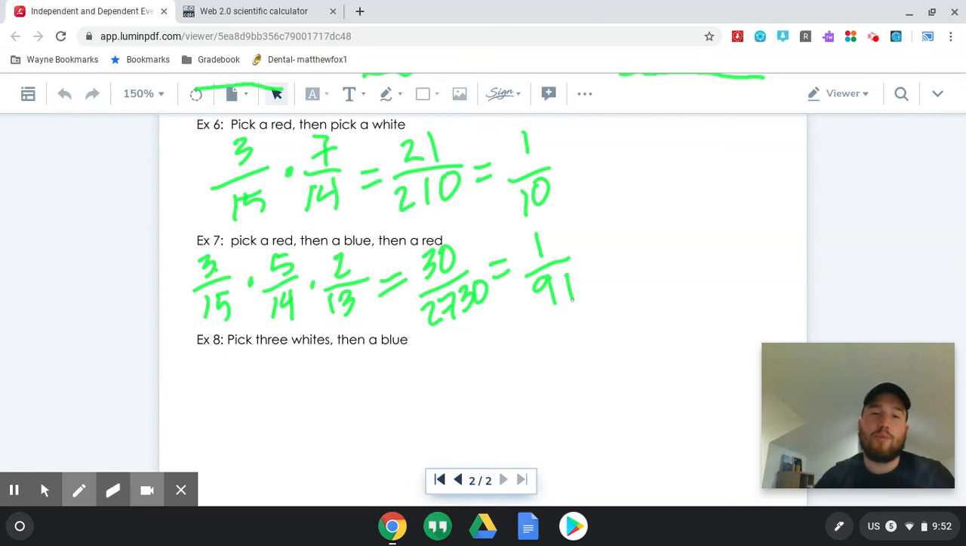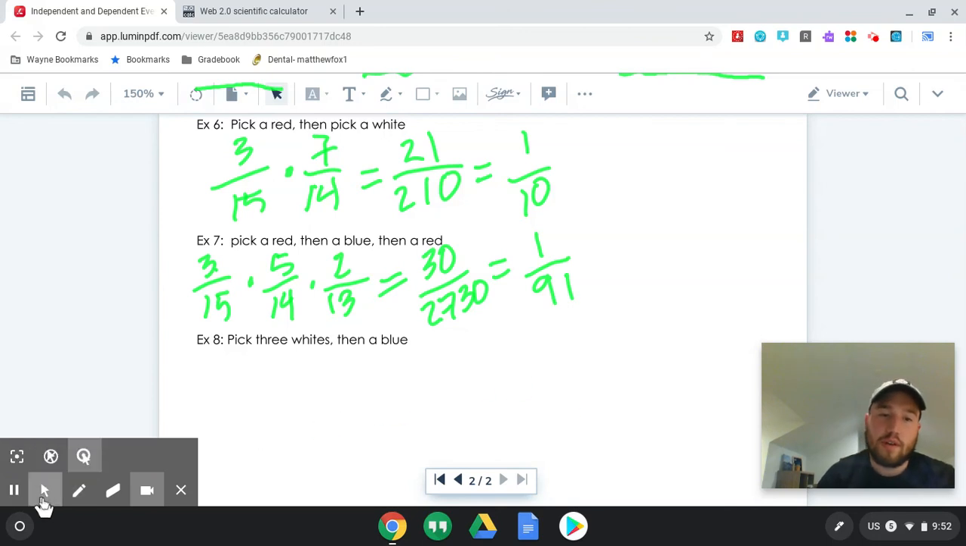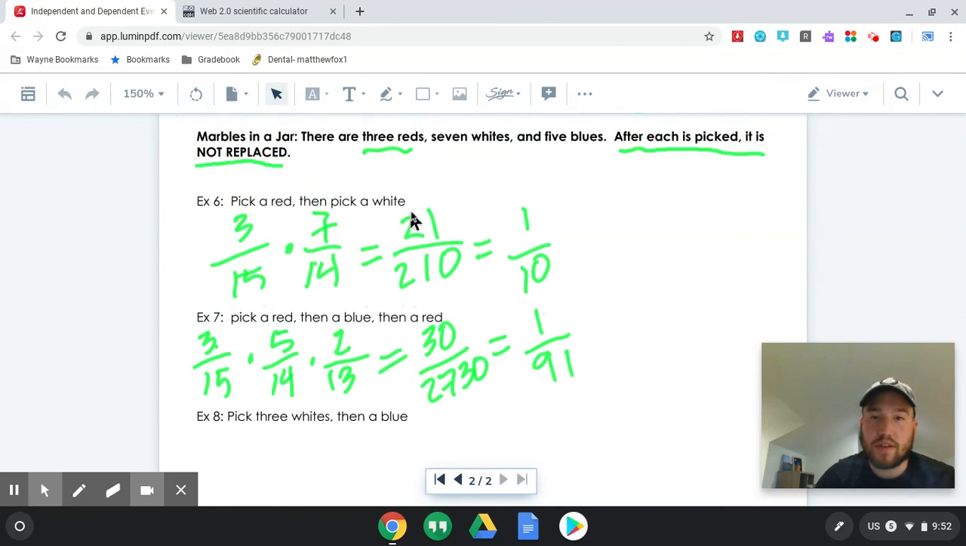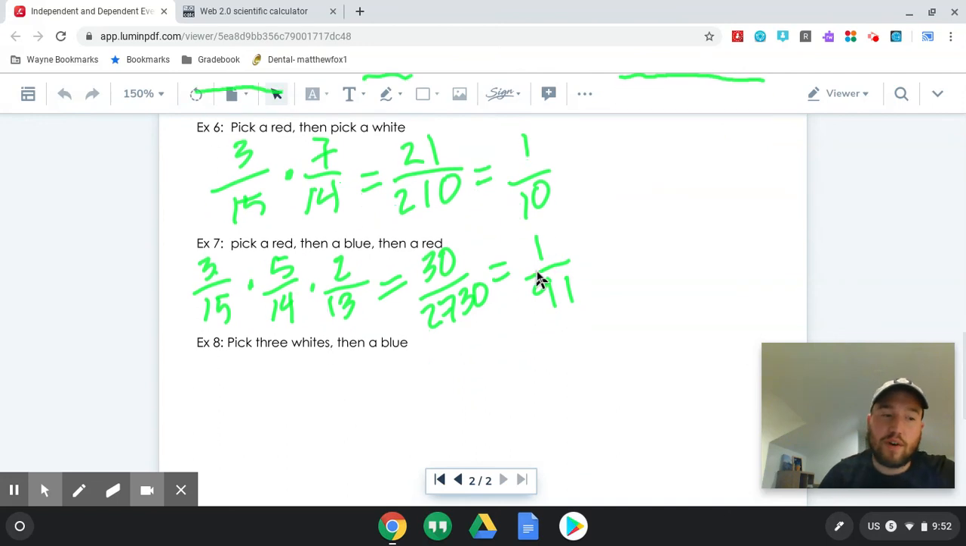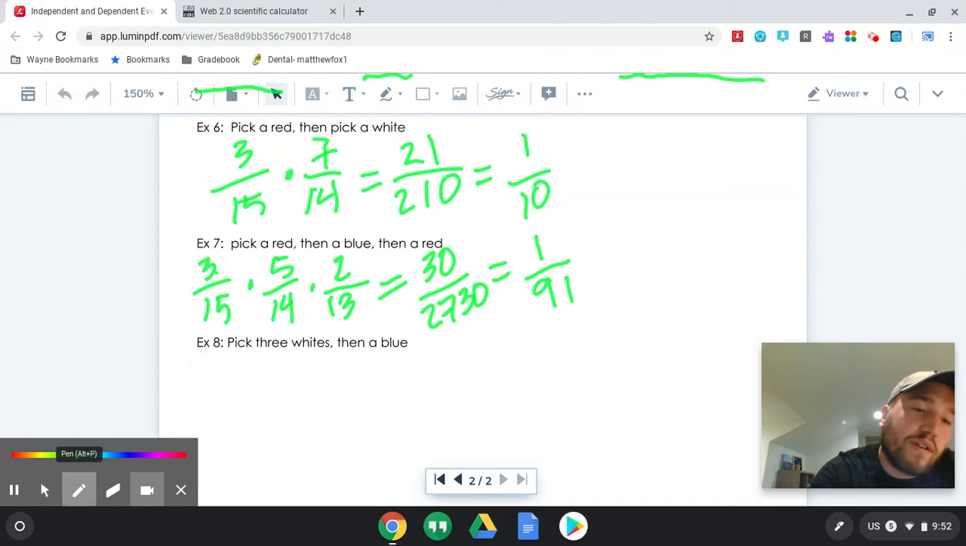Okay, we've got one more problem for us here. This time we're picking 3 whites in a row and then a blue. So once again, 3 reds, 7 whites, and 5 blues to start. So the chances of picking a white 3 times in a row. The first one, 7 over 15.